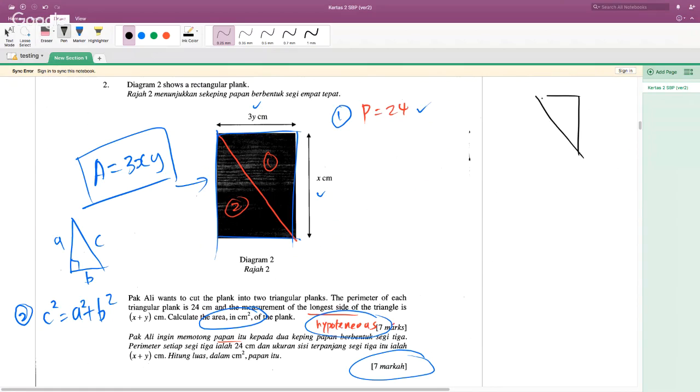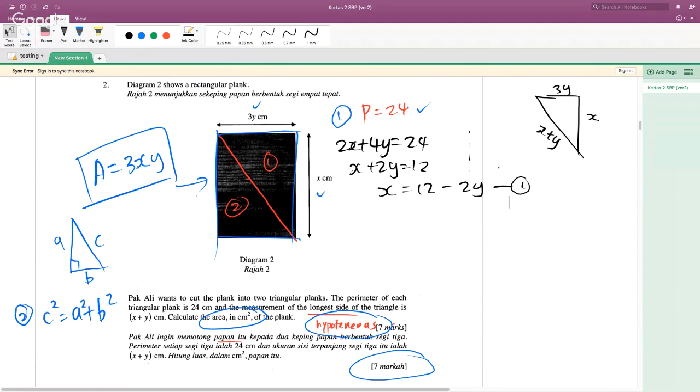I have something like this. This is x, this is 3y, and then the question says the hypotenuse is x plus y. All right, based on the question. So I will do the perimeter first. Perimeter basically is all added together. That means x plus x, 3y plus y, so it's 2x plus 4y equals 24. So then I will simplify: x plus 2y equals 12. So x equals 12 minus 2y. I will call this my first equation.